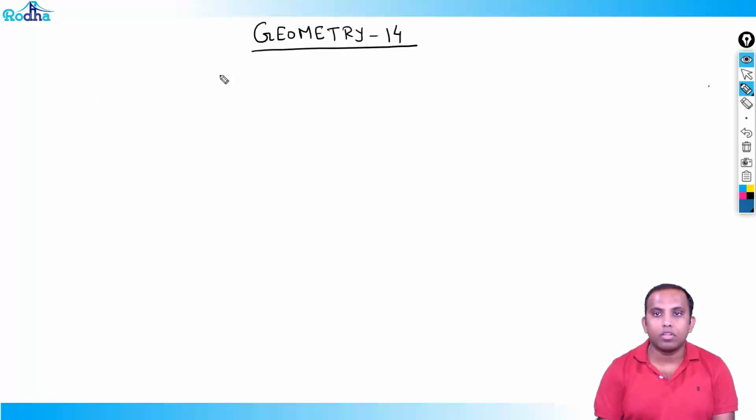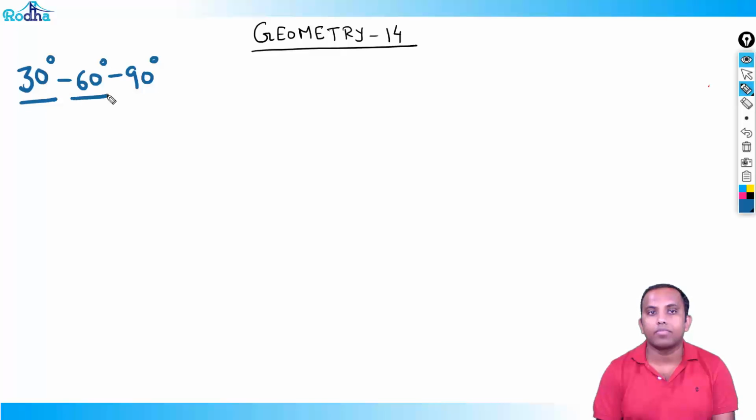See, 30-60-90 triangle. Now, what is this 30-60-90 triangle? In the name you can see it contains a 90 degree. That means it is a right angle triangle.